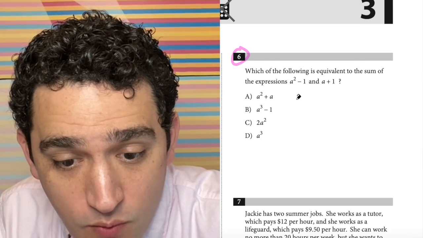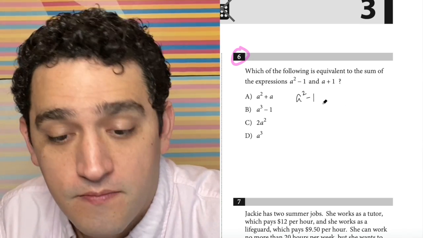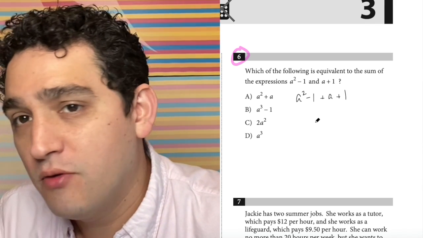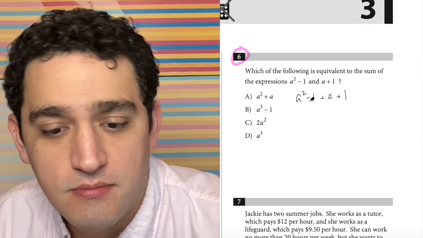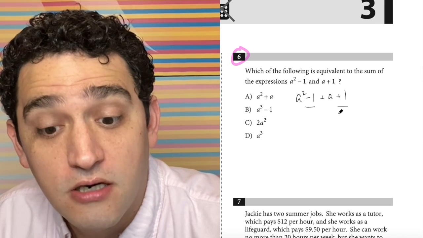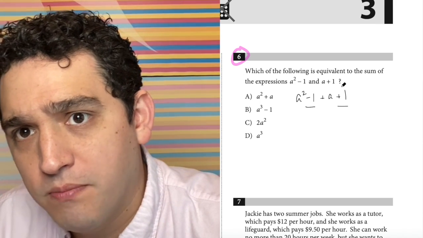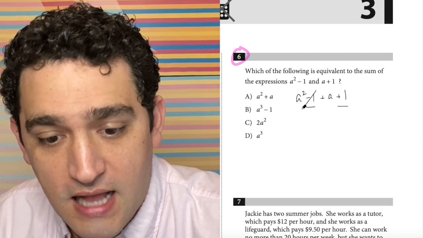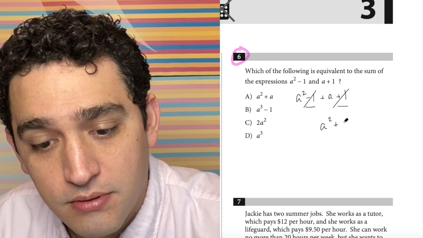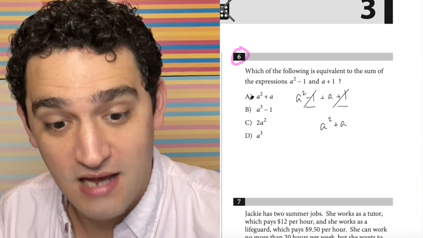We have a squared minus 1, and to it we are adding a plus 1. All we can really do is combine like terms. A squared has none. Negative 1 and 1 are like terms. And actually, negative 1 plus 1 is 0, so they cancel each other out. All we're left with is a squared plus a, which is option A.